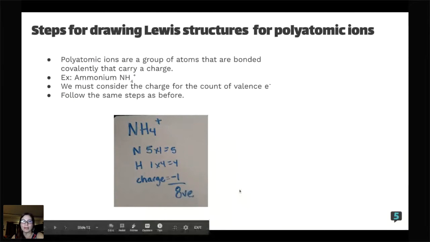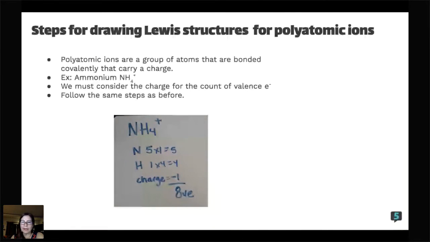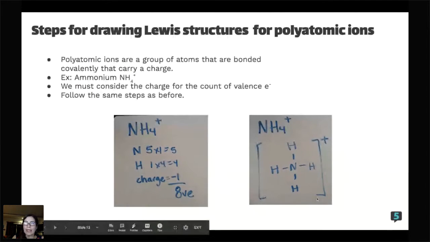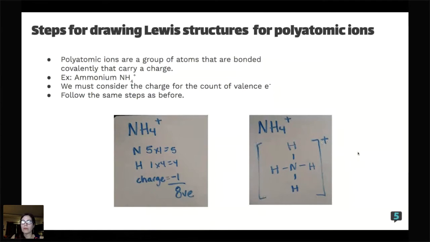Which one do you think will be the central atom here? Exactly, nitrogen. So we do the structure with the central atom. We count 2, 4, 6, 8. We already have all the electrons needed. And don't forget, if you're doing this for polyatomic ions, to place your structure between brackets and to place the charge on the outside of the brackets. Questions?